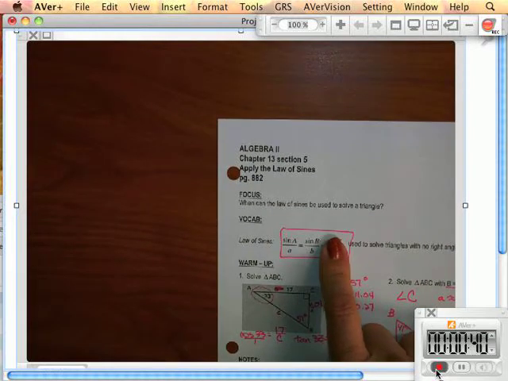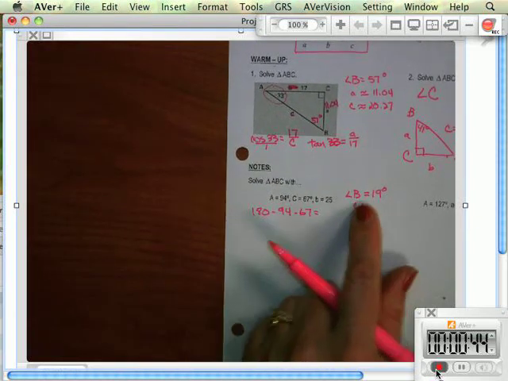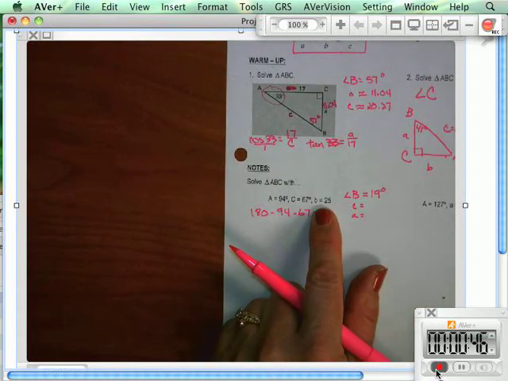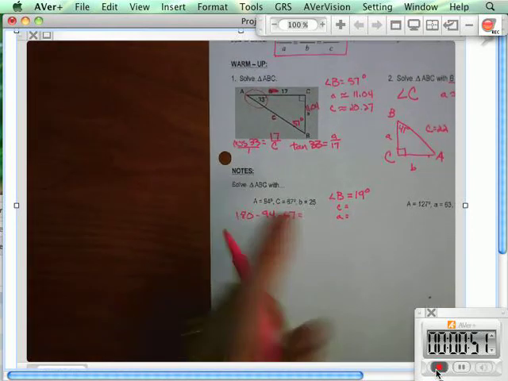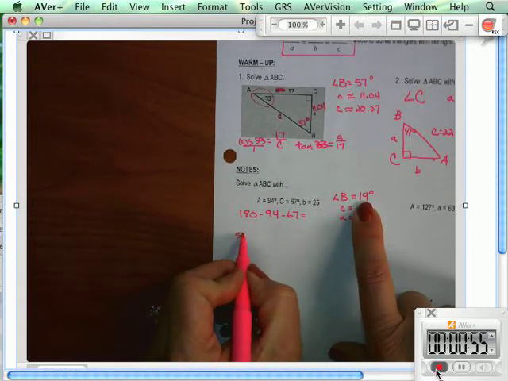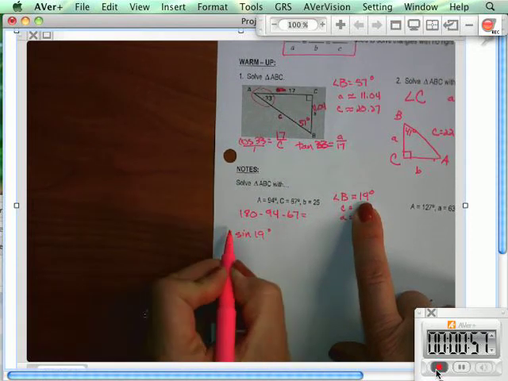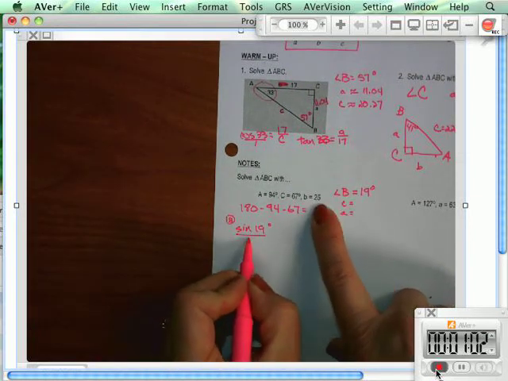Now to find the sides, I'm going to use 2 out of the 3 of these ratios. Doesn't matter which. Since we have angle B and side B, I'm going to set up the middle ratio. Let's say the sine of 19 degrees, I'm working with angle B here, over side B, which is 25.